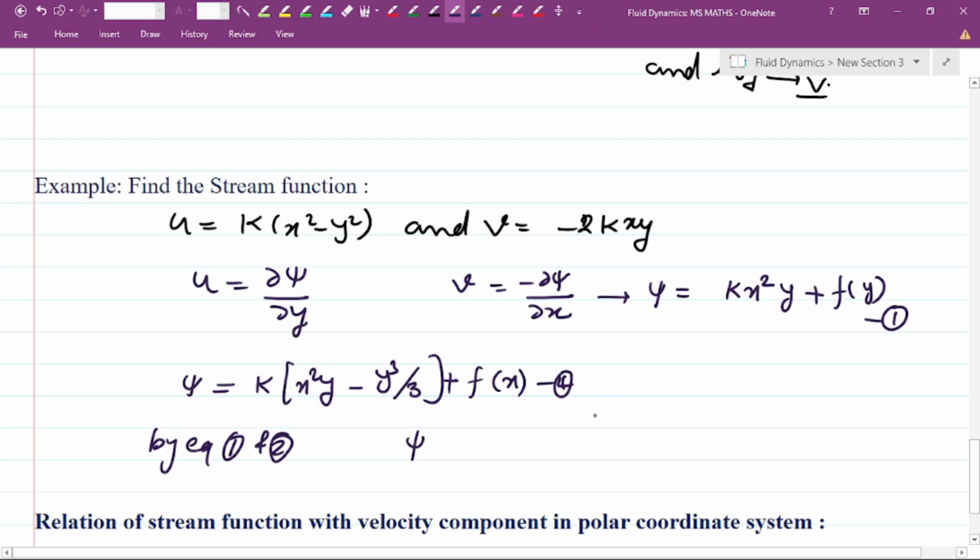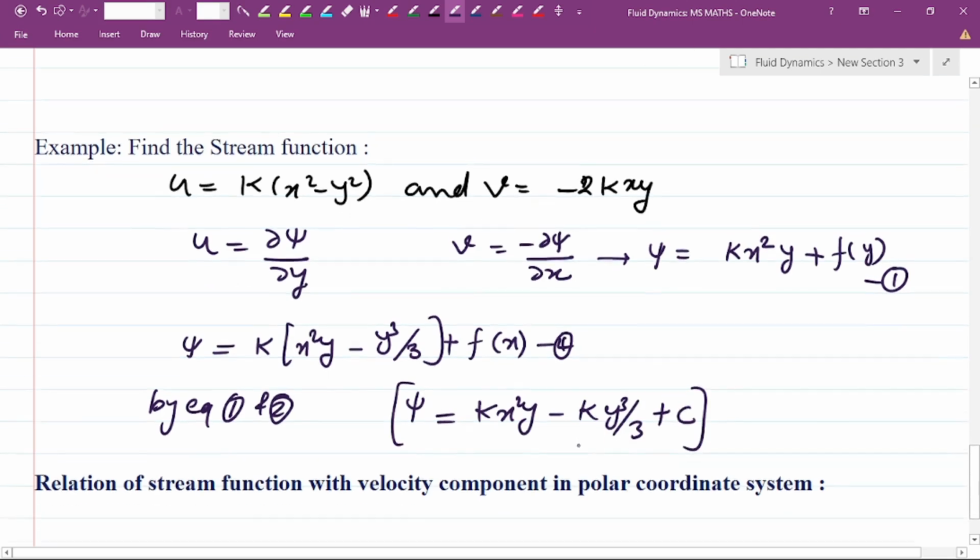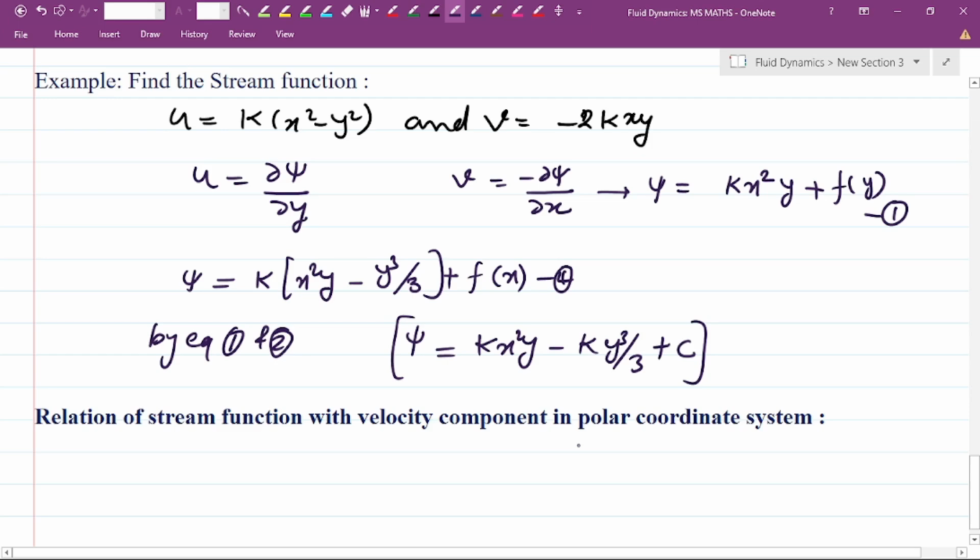On comparing these both, ψ is basically kx²y − ky³/3, plus some constant c. So this is the stream function, and this is the process to find it. There is another way: you can differentiate this with respect to x, so you will get ∂ψ/∂x, and if you compare with this, you can also find that the function f of x is nothing but some constant.